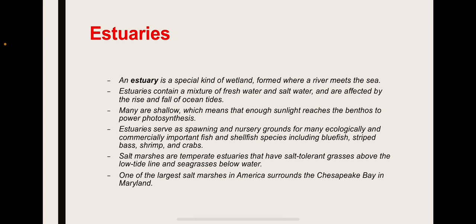bass, shrimp and crabs. Salt marshes are temperate estuaries that have salt-tolerant grasses above the low tide line and seagrasses below the water. One of the largest salt marshes in America surrounds the Chesapeake Bay in Maryland.